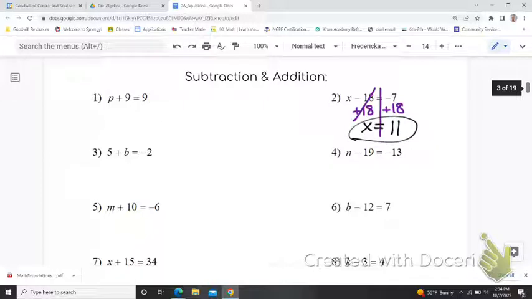If I check that, does it make sense that 11 take away 18 is equal to negative 7? Yeah, that makes sense. All right, I'm good with that.